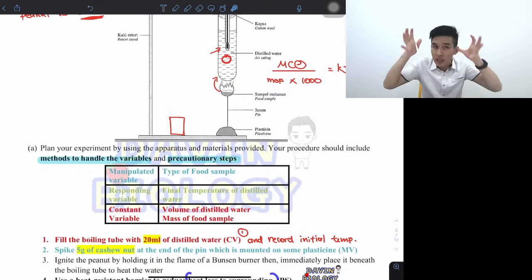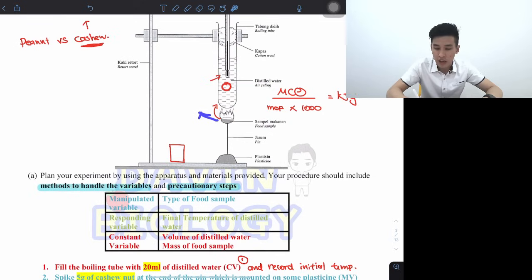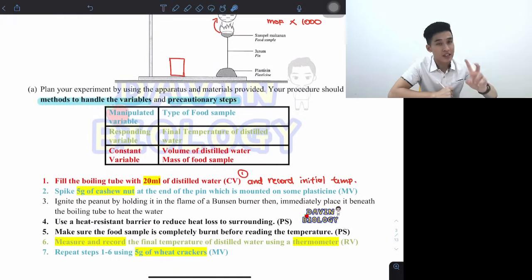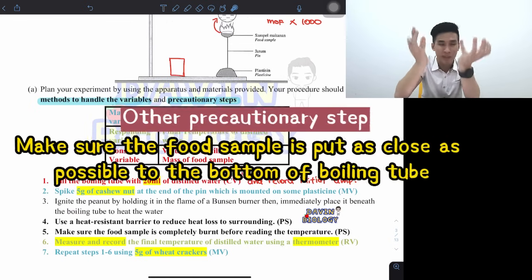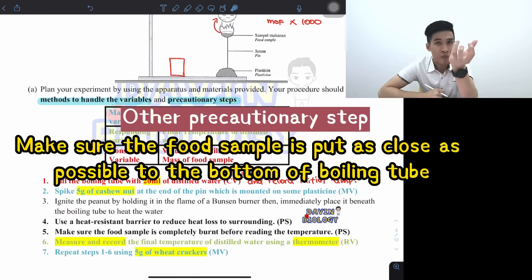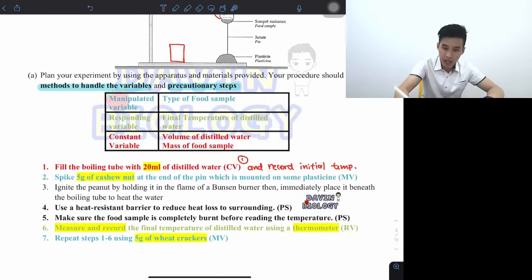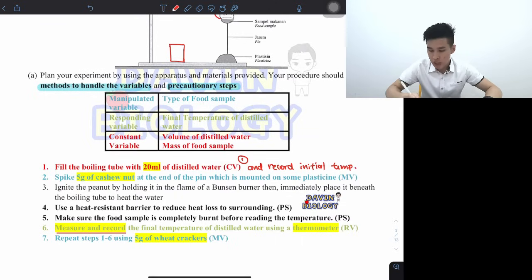Because if you don't put the heat barrier, there will be heat loss and then your result won't be as accurate. And then the second precaution step is make sure your food is completely burnt. Like I say, you must burn until it turns black in color, no more food left. So once it's completely burnt, then we measure and record the final temperature of distilled water using a thermometer.